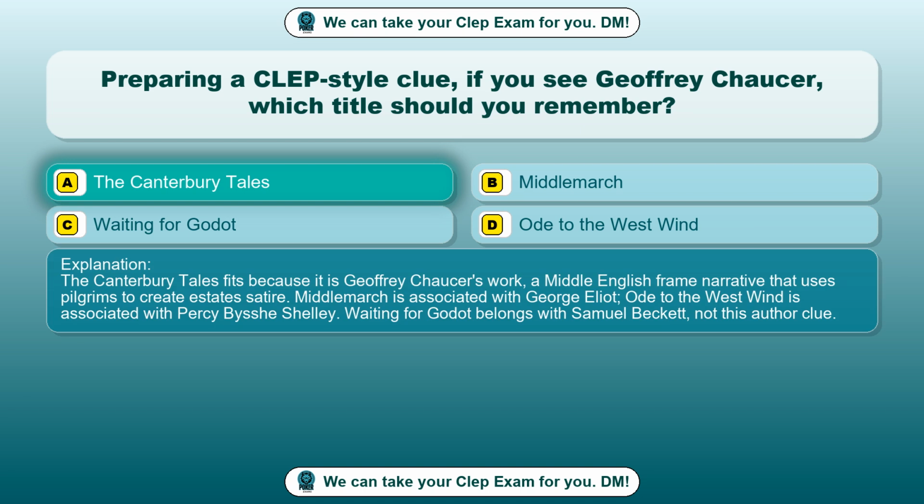The Canterbury Tales fits because it is Geoffrey Chaucer's work, a Middle English frame narrative that uses pilgrims to create a satire of the estates. Middlemarch is associated with George Eliot. Ode to the West Wind is associated with Percy Bysshe Shelley. Waiting for Godot belongs with Samuel Beckett, not this author clue.